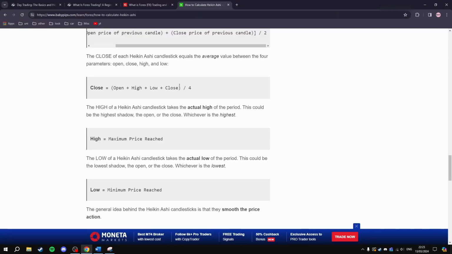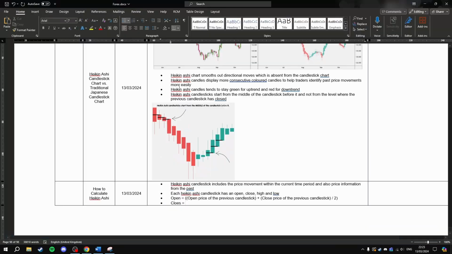The close of each Heikin Ashi candlestick equals the average value between the 4 parameters open, close, high and low. So close is equal to open plus high plus low plus close divided by 4.